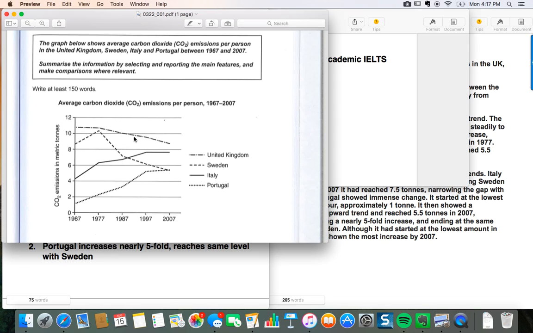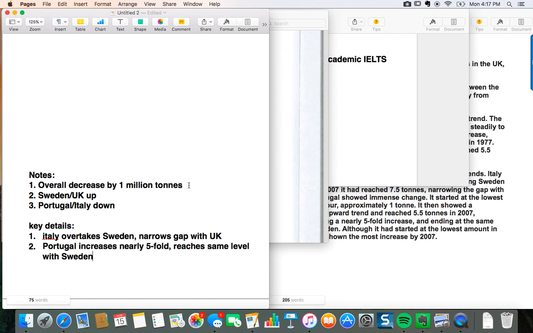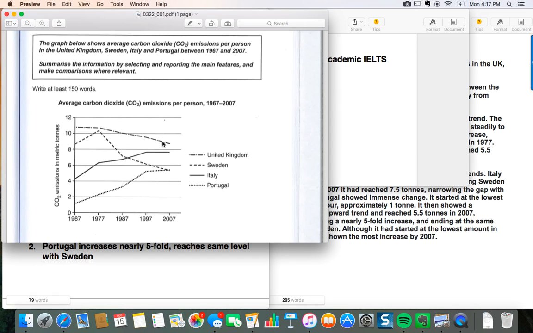Secondly, yes, a lot of people did notice that UK is consistently the biggest one. Now I'll add that in here, that UK is the biggest. All right, so that's important as well. UK is consistently the biggest contributor of carbon dioxide. You can see here Sweden peaks and then falls. The other ones are pretty straightforward. These two increase. Now, one thing to notice here, yes, you've got Sweden and Italy crossing. So Italy overtakes or surpasses Sweden as Sweden is coming down.